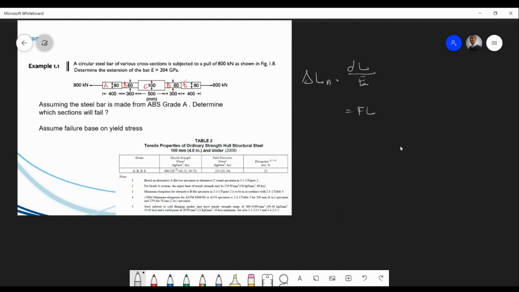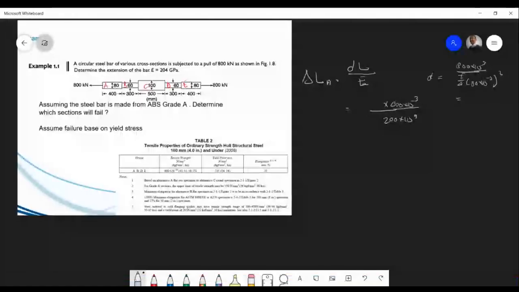I normally like to work out my stress first, for a specific reason. So let's quickly do that. Stress in the first section: the force is the same, so it's 800 times 10 to the power 3. And we've got an 80 mm diameter there. Engineers use engineering notation. Square that, get my stress value. My length is 400 times 10 to the power negative 3, or we can have it as 0.4. And we've got our E, that's definitely a steel bar.